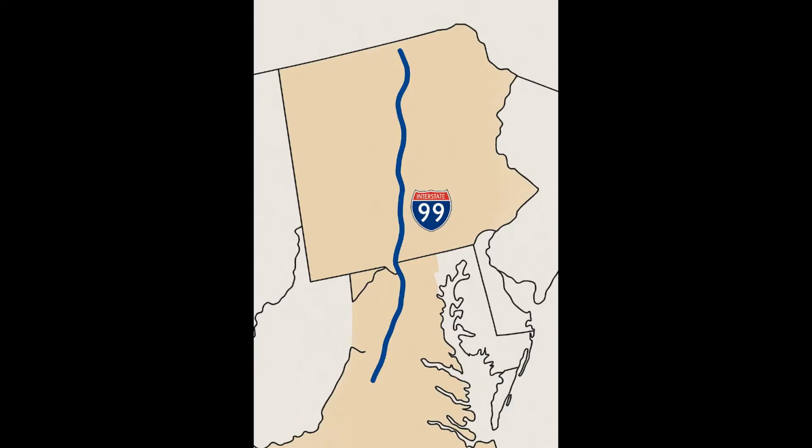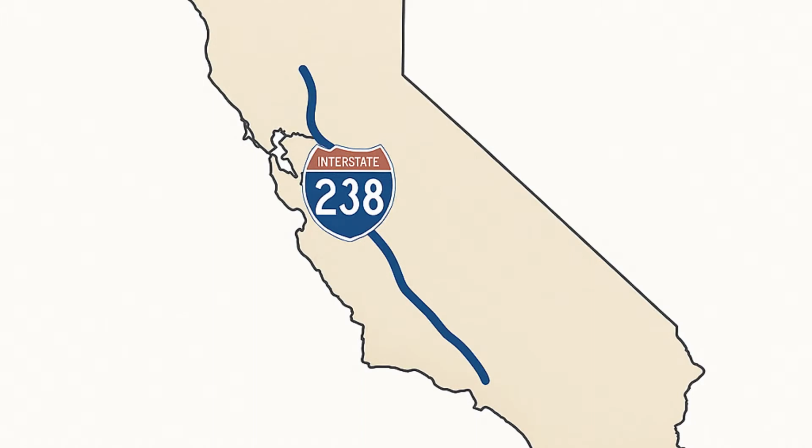I-99 in Pennsylvania was created out of sequence, placed between I-79 and I-81, but it was numbered purely due to a political push from a local congressman. I-238 in California doesn't even make sense. There's no I-38, so how can there be a 238? It's a leftover from when California State Route 238 was upgraded to interstate status, and they didn't want to renumber everything around it.